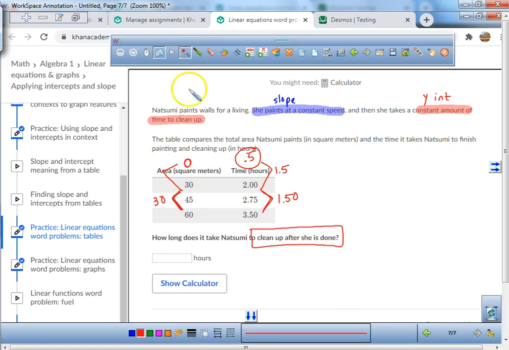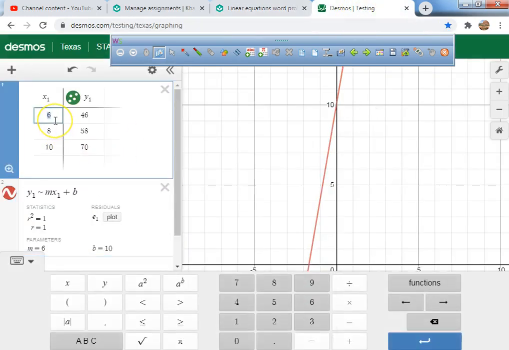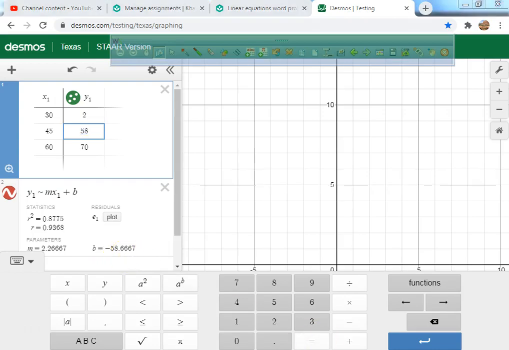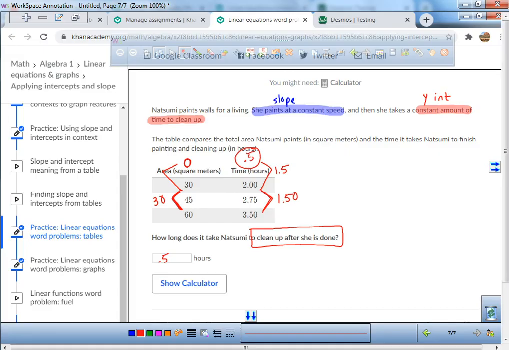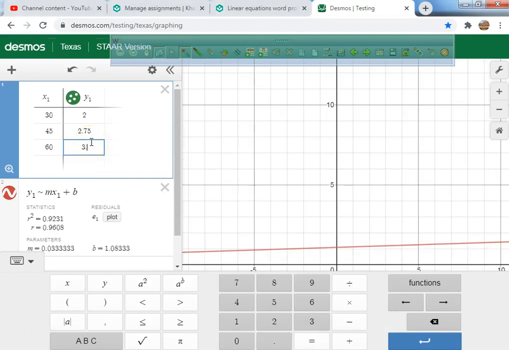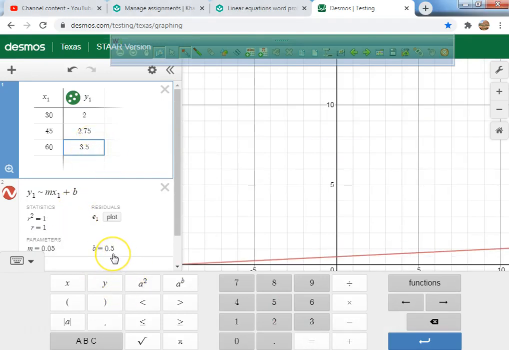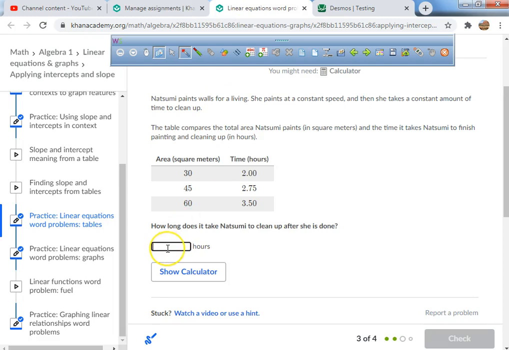If they said how many minutes, you'd say 30. If it says hours, it's half of an hour. Now let's say you didn't know that, but you knew you're looking for the Y-intercept, but you didn't know how to do it by hand. That's okay. Just go to Desmos. I'll type in a 30, then a 45, then a 60. And here we had a 2, then 2.75, and then 3.5. All right, and look, see my Y-intercept right there? 0.5. There's my Y-intercept. So it takes her half of an hour to clean up.